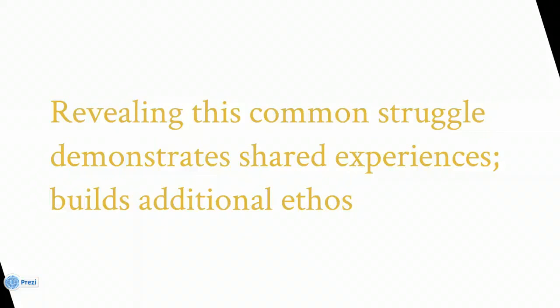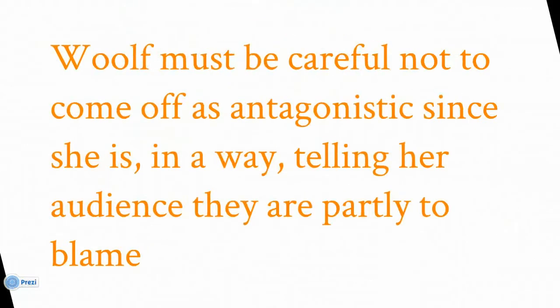And revealing this common struggle once again demonstrates shared experiences, which builds additional ethos, which goes back to what we originally talked about with her bridging that gap of credibility and trust. But it also helps with this goal, in that Woolf must be careful not to come off as antagonistic, since she is in a way telling her audience they are partly to blame. By grouping herself in with her audience, she is taking her fair share of the blame, and therefore is coming off not as antagonistic at all, but as just the bringer of a good hard truth, that sort of thing.